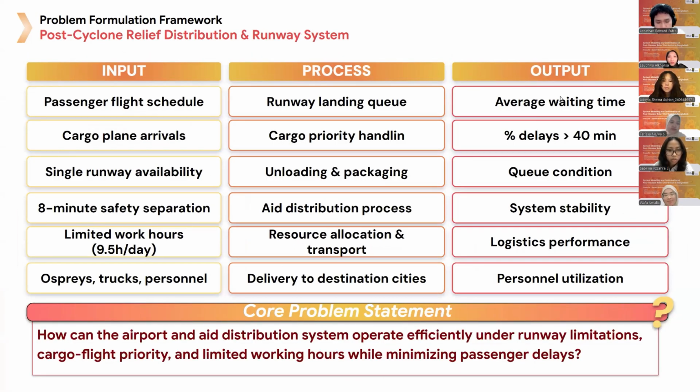This framework shows the relationship between inputs, processes, and outputs. We focus on how runway limitations and cargo priority affect waiting times, queues, and logistic performance. Next.